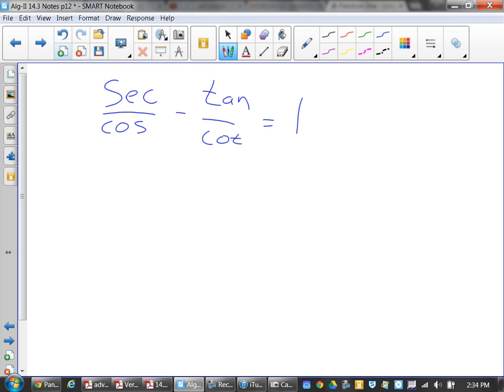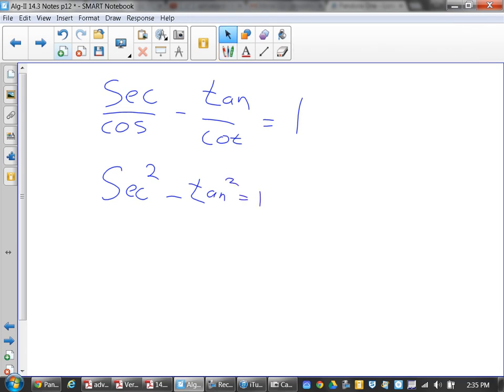Secant over cosine. If I bring the cosine up, what do I get? Cosine squared. I get secant squared. Tangent over cotangent. If I bring cotangent up, I get cotangent squared. That's all it is. When you're multiplying inverses together, they drop out. When you're dividing the inverses, they square each other.